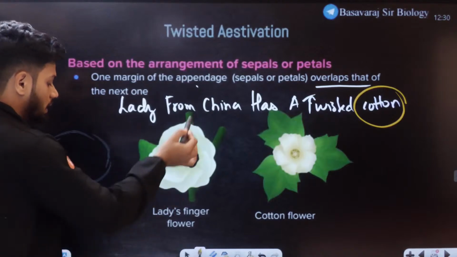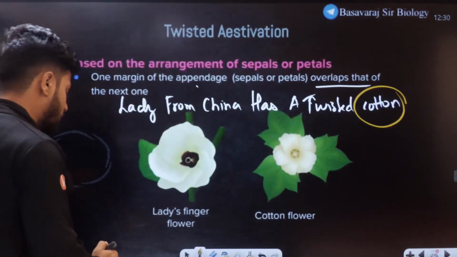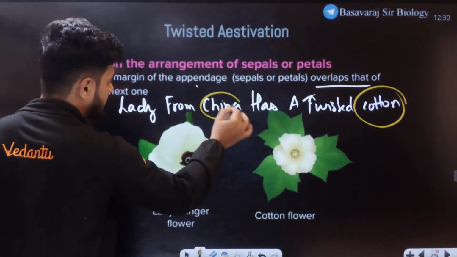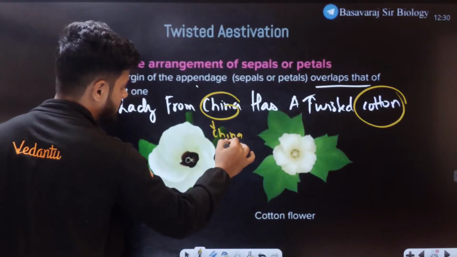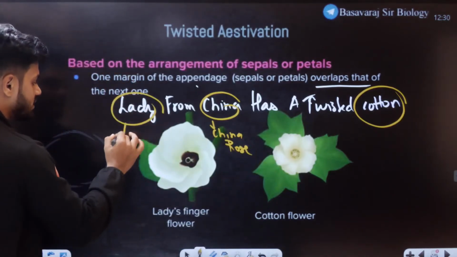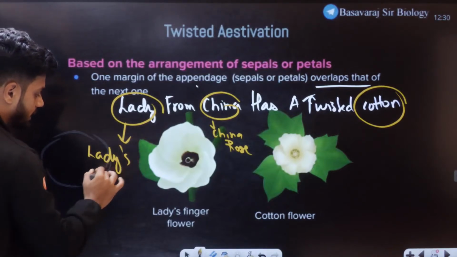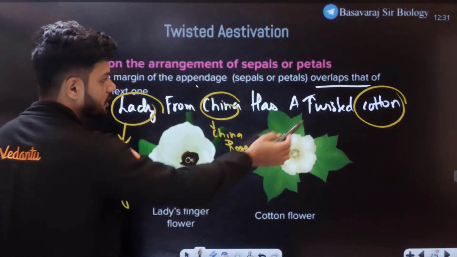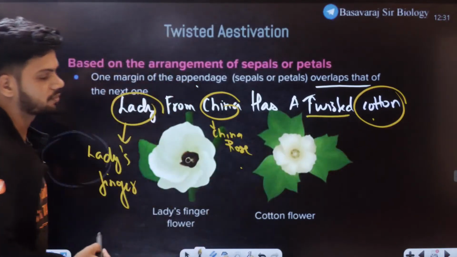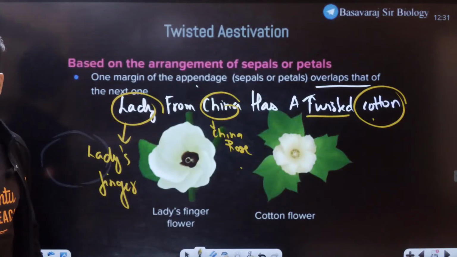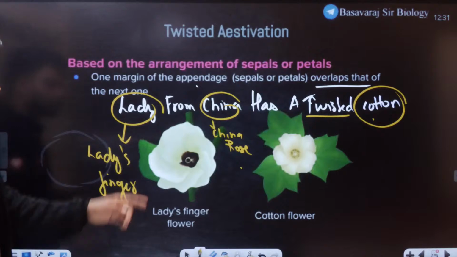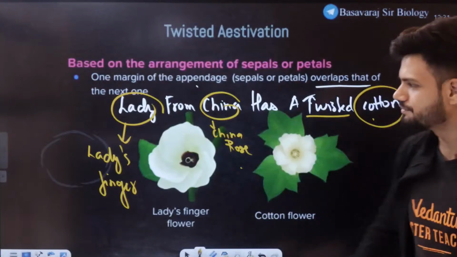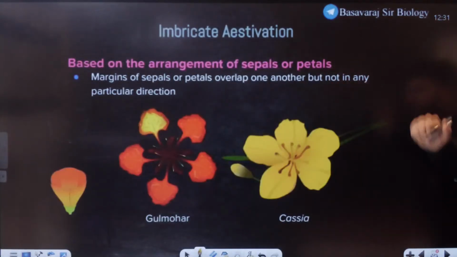Then here we have H. Can anyone tell me what is the H? H is going to be the hibiscus, C is going to be China rose, and L, lady, is going to be lady's finger. So lady's finger, China rose, cotton: twisted estivation. Done. So easy.